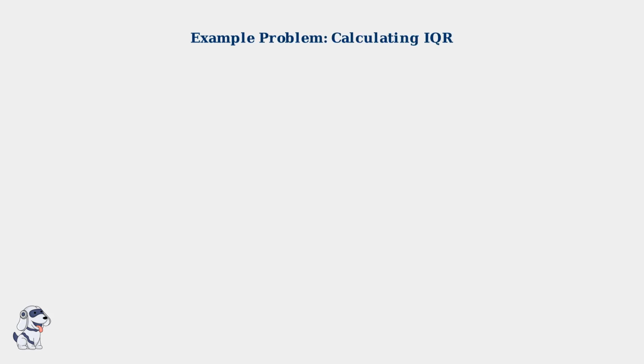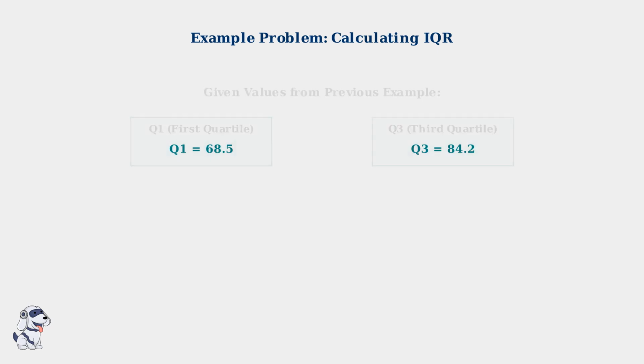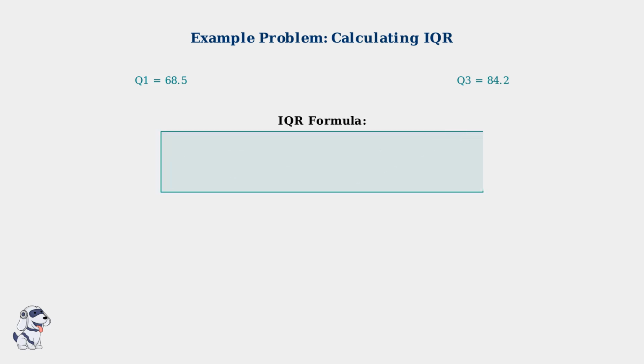Now we'll work through a complete example of calculating the interquartile range using the quartile values we found in our previous example. From our previous quartile calculations, we found that Q1 equals 68.5 and Q3 equals 84.2. These represent the first and third quartiles of our exam score distribution. The interquartile range is calculated using the simple formula IQR equals Q3 minus Q1. This gives us the range of the middle 50% of our data.